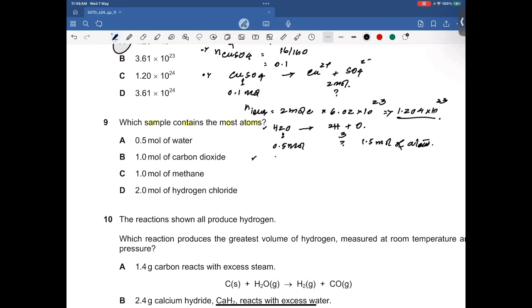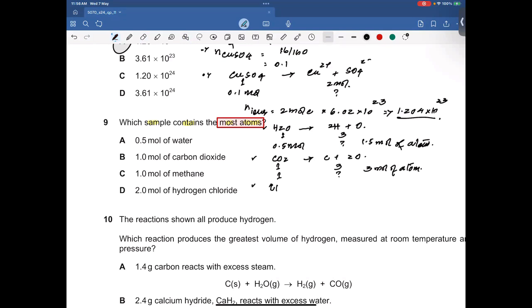Next, carbon dioxide has 1 carbon and 2 oxygen atoms. So ये 1 मोल है, ये 3 मोल है. अगर आपके पास ये 1 मोल है तो ऑब्वियसली ये कितना होगा? ये भी 3 मोल ही रहेगा. And we need to find out the most atoms. Okay.